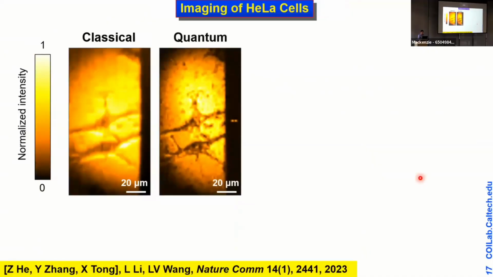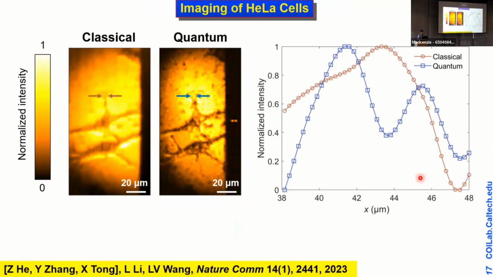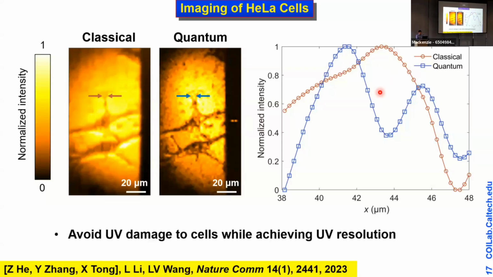This is an image of a cell. Again, you will see the quantum image gives you much better spatial resolution. You can do a line plot and figure out the enhancement of the resolution. So even at a 2x spatial resolution enhancement, you can already find potential applications because you can achieve the benefit of UV without using UV light, because you're gaining a 2x resolution enhancement using the quantum nature.